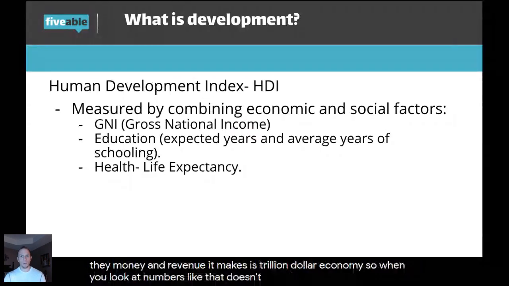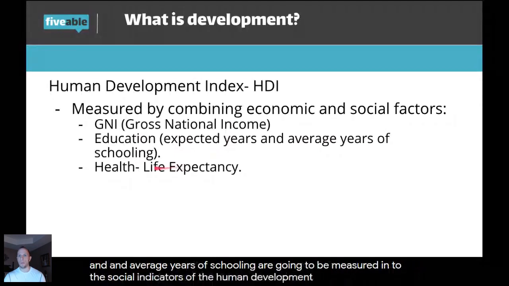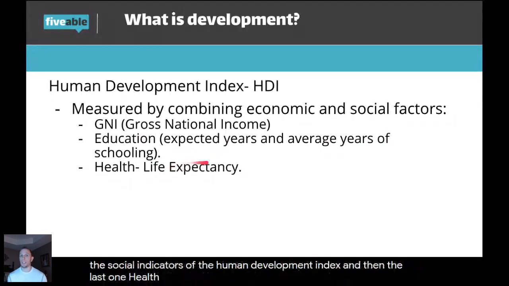Education is another one, okay? The expected years and average years of schooling are going to be measured into the social indicators of the Human Development Index. And then the last one, health, having to do with life expectancy.